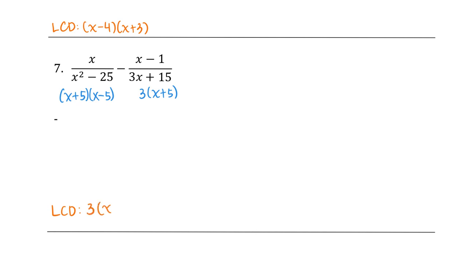They both have an x plus 5. And the one on the left also has an x minus 5. So this LCD is including everything possible. Let's see what each fraction is missing. This has x plus 5, x minus 5. It does not have the 3. So let's times by 3, top and bottom. The second fraction has the 3 and the x plus 5. It does not have the x minus 5. So let's times by x minus 5.